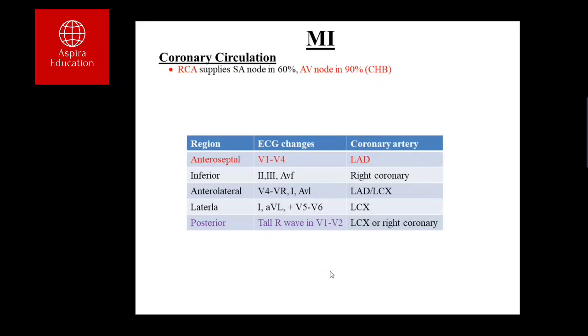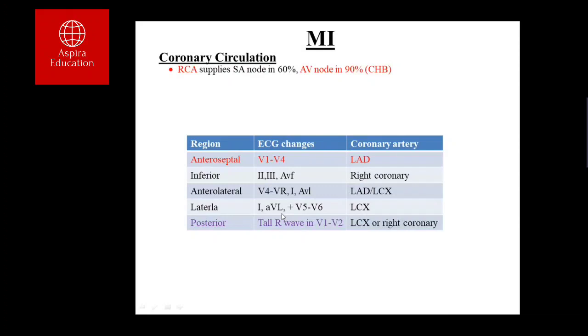So how do you say which area of the heart is affected? V1 to V4 represent the anterior wall and the septum of the heart, so that is anteroseptal MI, and the artery which supplies it is the left anterior descending, one of the major branches of the left coronary artery. The inferior wall is supplied by the right coronary artery, so you get ST changes in 2, 3, and aVF. Anterolateral is usually V4 to V6 and aVL. Usually it could be the left anterior descending or the left circumflex artery. Both are branches of the left coronary artery. In lateral wall MI, you get changes in lead 1, V5, V6, and aVL. So it is usually secondary to the left circumflex artery.